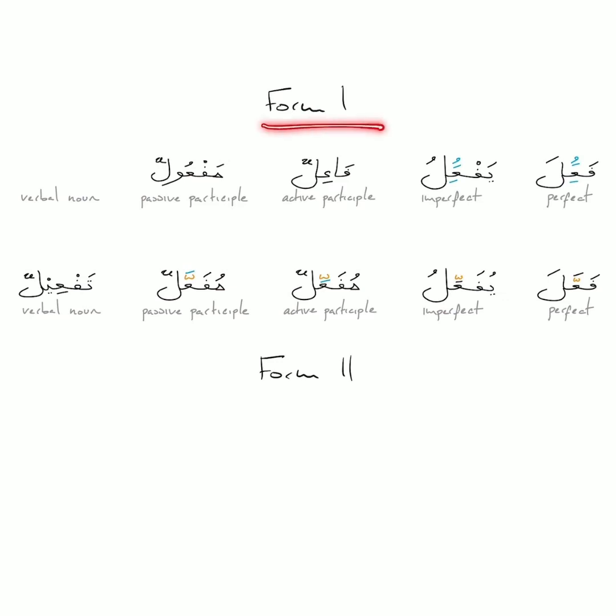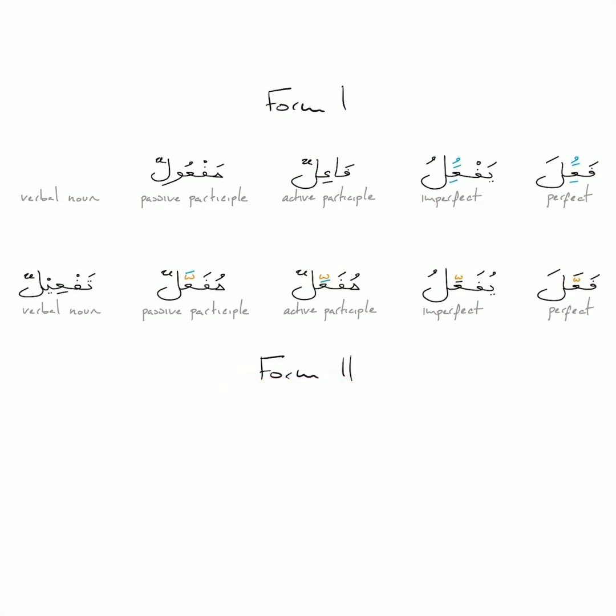So form 1 you might find there's a perfect verb that's fa'ala, and then you'll find there's another perfect tense verb that rhymes with fa'ala, and you'll know that's form 2. The way to recognize form 2 words is that they have this shadda, yeah? This shadda is the giveaway that this belongs on the form 2 scale.